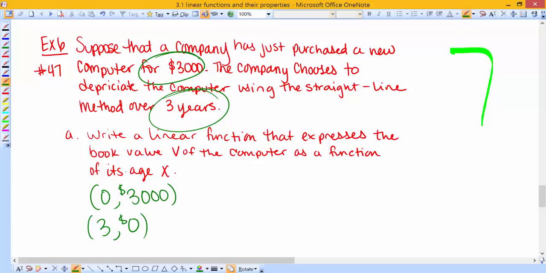So that's the straight line method. That's what is meant by that. It's going to start at a certain amount, and by the end of the amount of time, it will be worth $0. So my change in y, my slope, I need my slope, my delta y, is it went down $3,000. My delta x, which is the time, was 3 years. It went up 3 years. So my slope is negative 1,000.